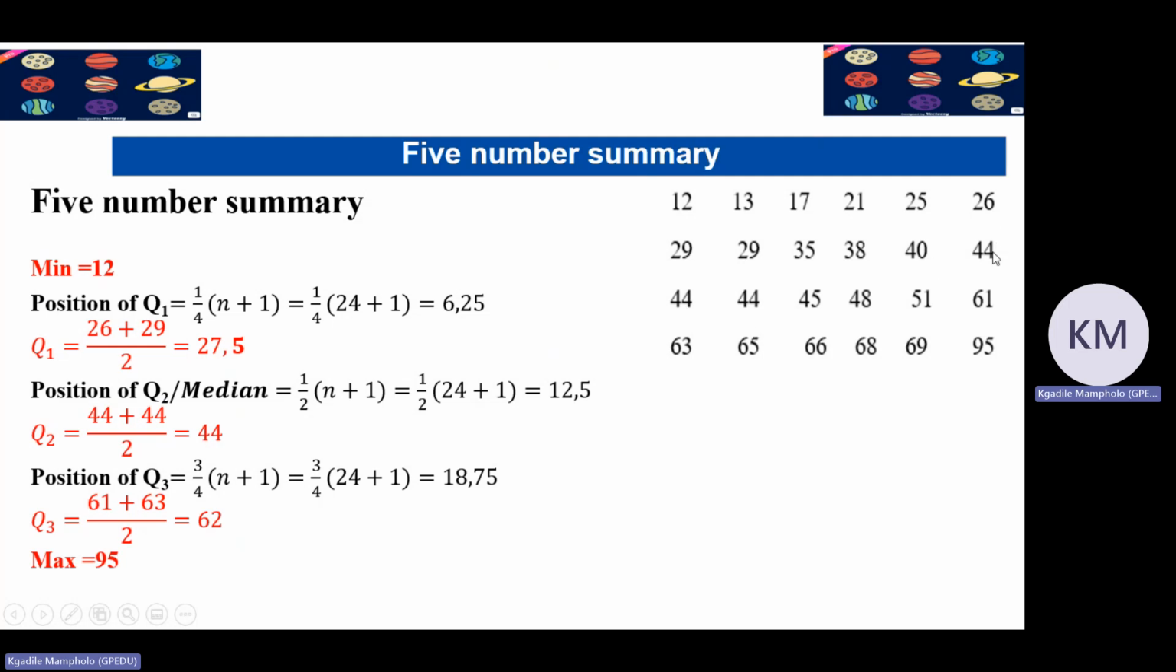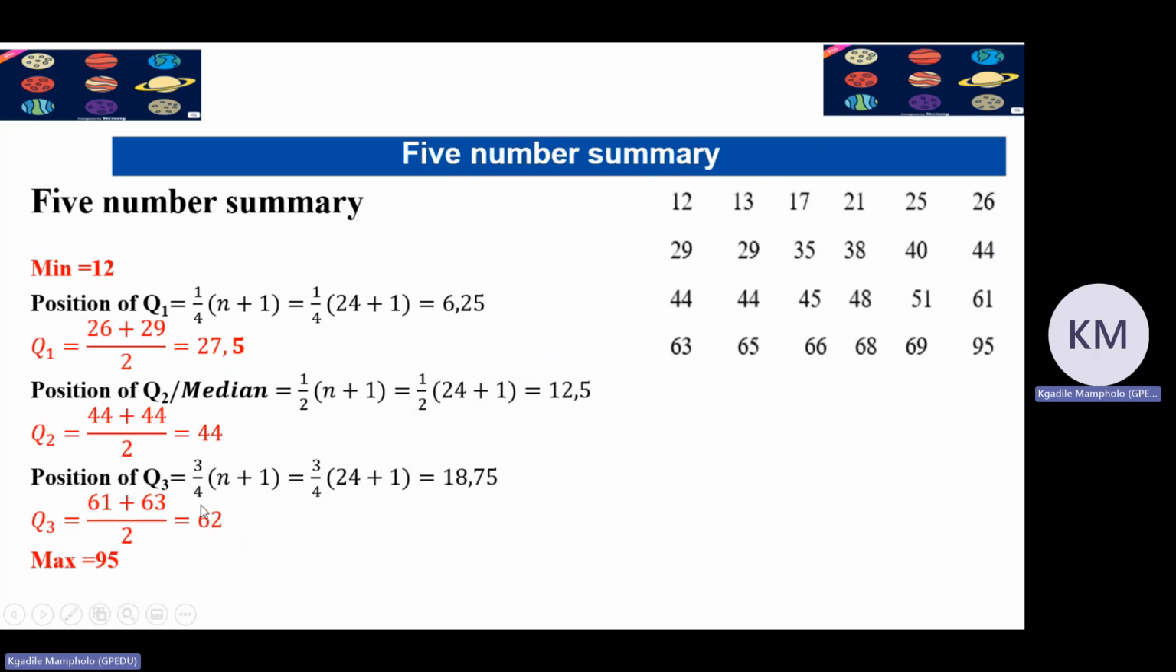And obviously in this case it's easy because number 12 is 44, number 13 is also 44. Then when you divide by 2, you'll get 44. Then 44 will be our median. Then Q3, remember Q3 is the third quarter.